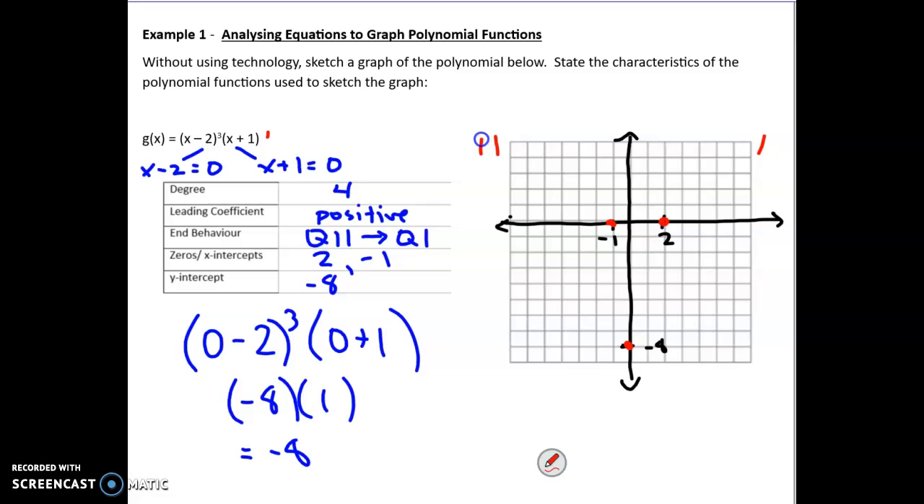So from here, again, I'm going to start with my pencil somewhere up here in quadrant 2. Don't start too far over, because you know that you're going to have to hit that -1. And at -1, the multiplicity is 1, which means my graph is going to pass straight through like a line. So if I start with my pencil somewhere up here, I'm going to pass straight through that -1, head down toward that -8, curve back up toward the +2, but at +2, the multiplicity is 3.